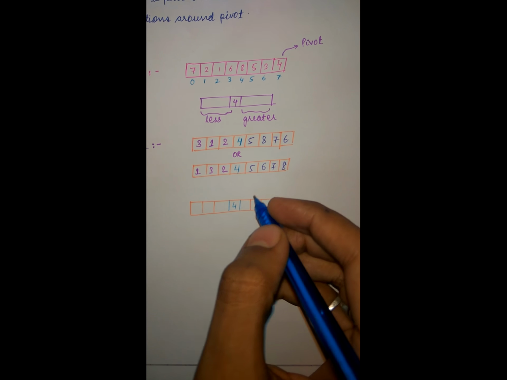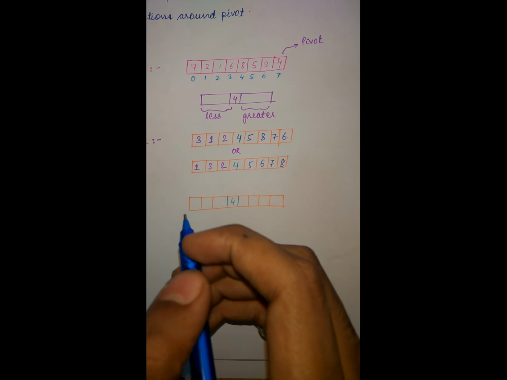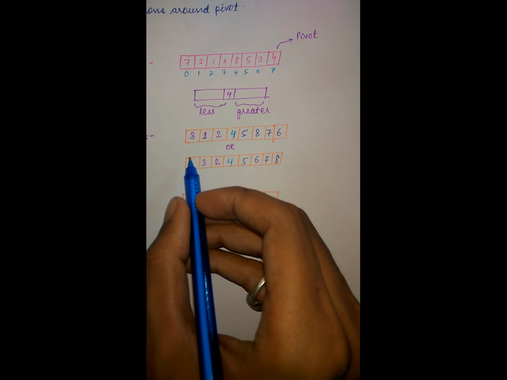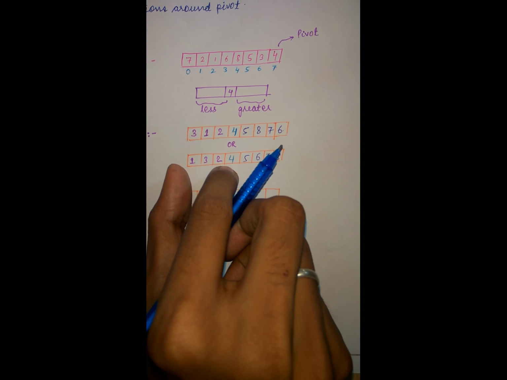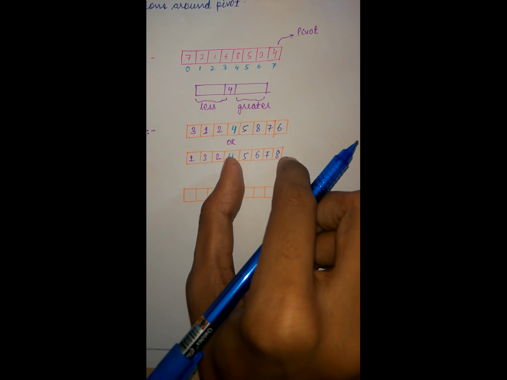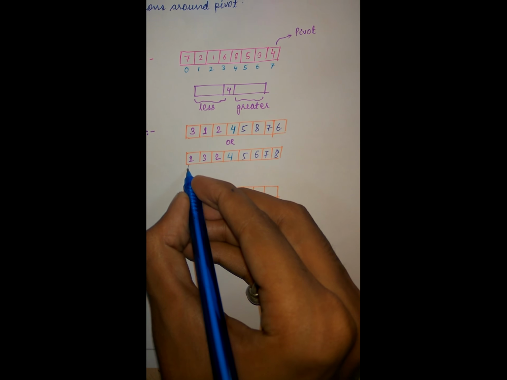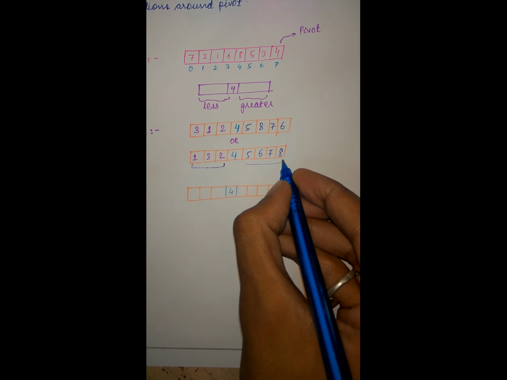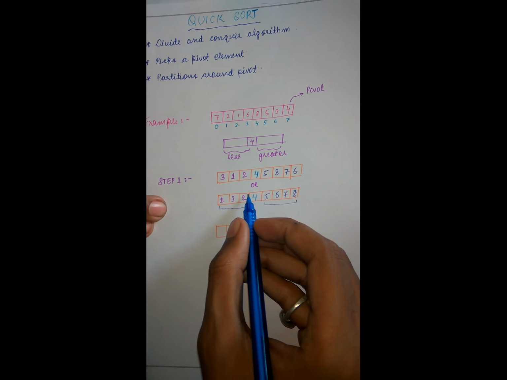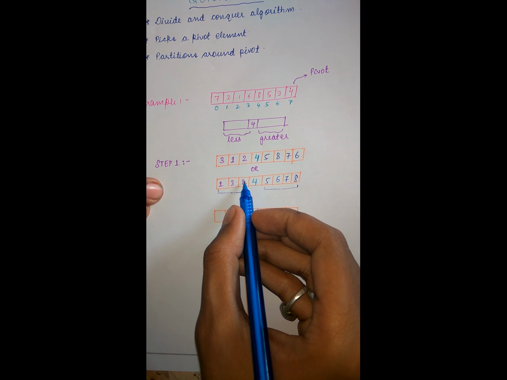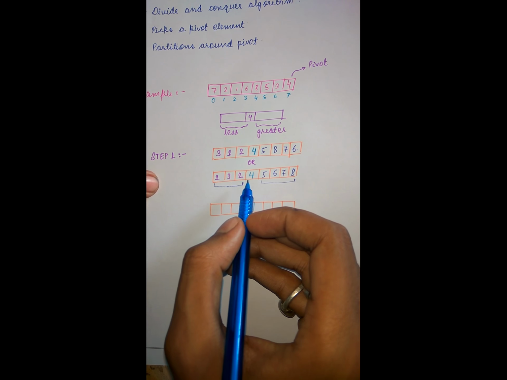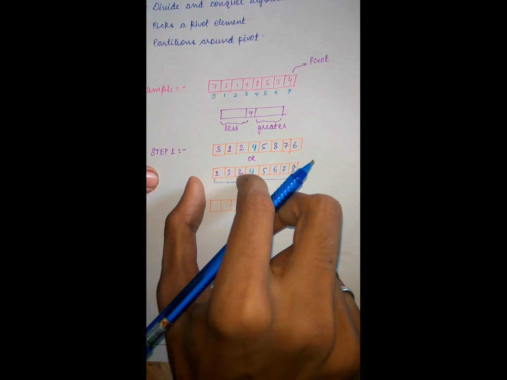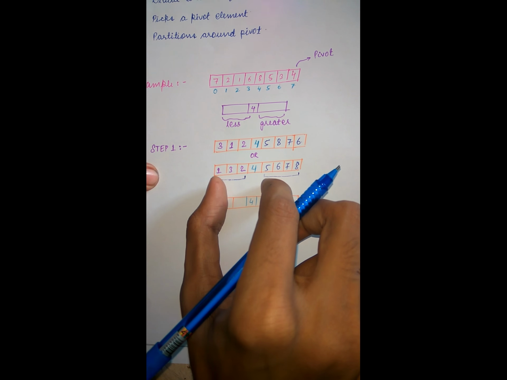Now for the second step, we take the elements to the left of the pivot as a complete array and the elements to the right of the pivot as a complete array. That is, these 3 elements are a different array and this is a different array. We should always remember that we are not partitioning these elements into different arrays. We are just taking this for the simplicity of solving this.